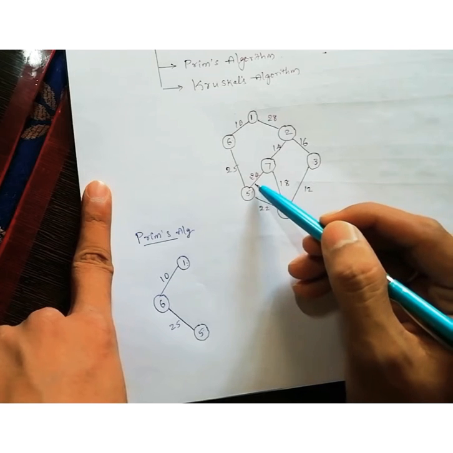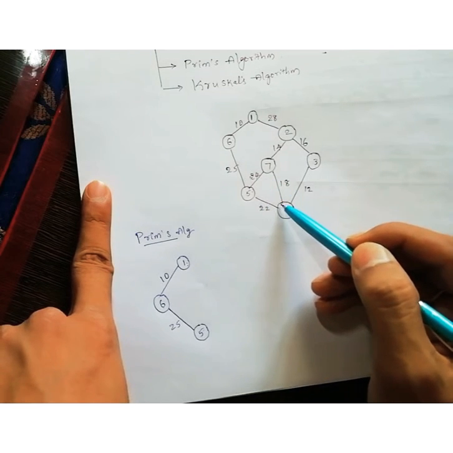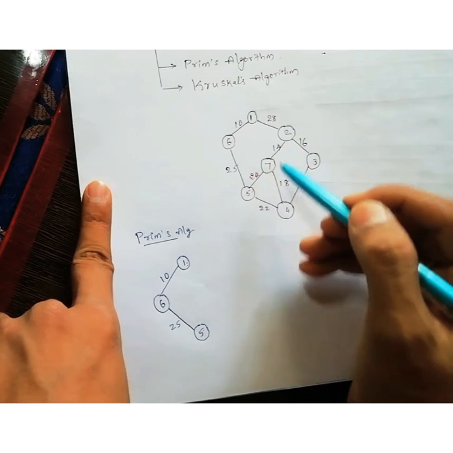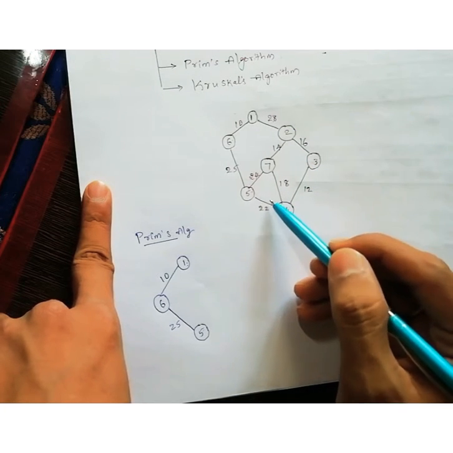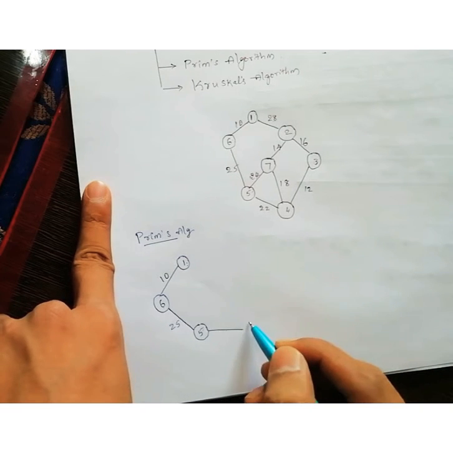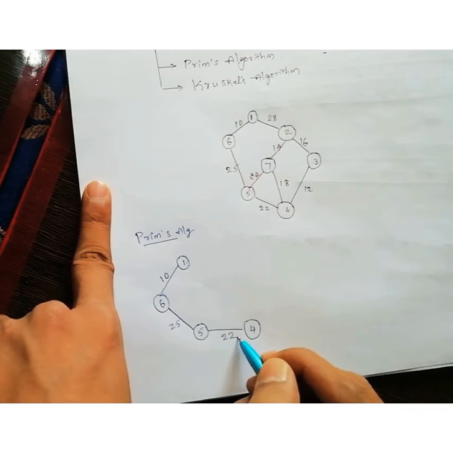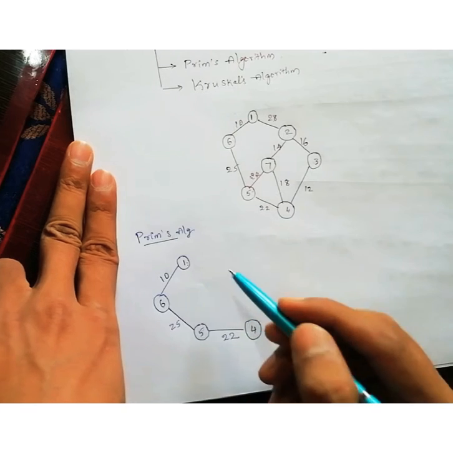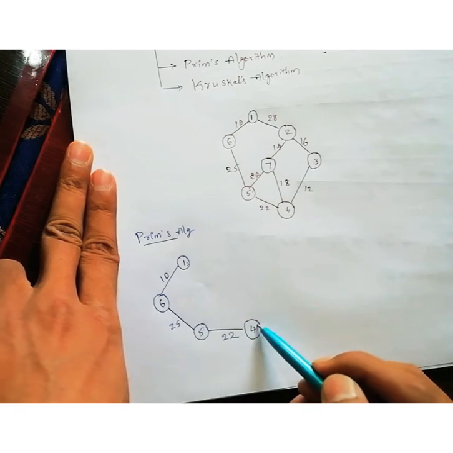Next, the outgoing edges are 24 and 22. So 22, 24, 28. Which one is the least? 22. So now I will consider this edge. Okay, so from 5 to 4 I will consider. What is the cost of that edge? 22. Next, I have to see the outgoing edges of 1, 5, 4.